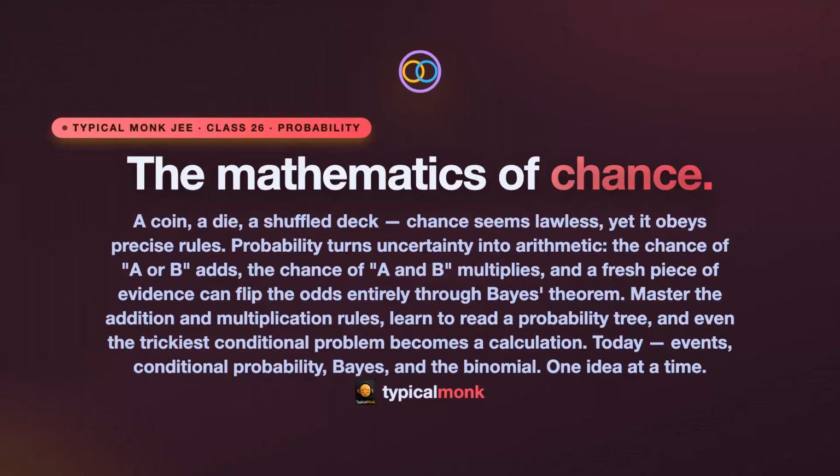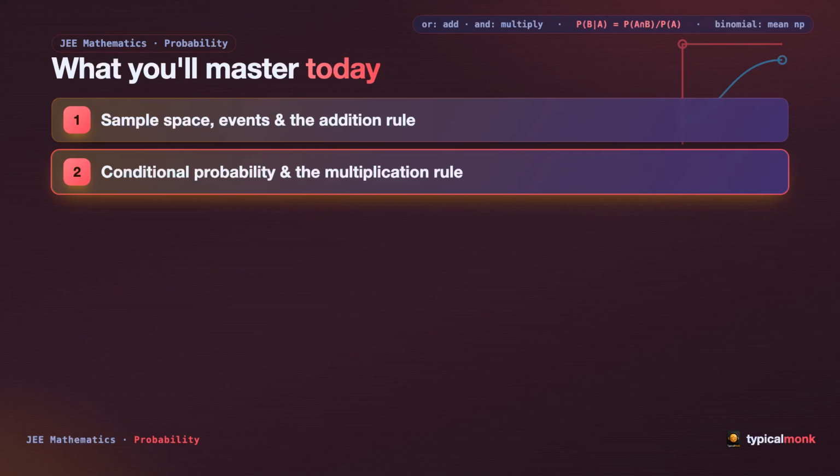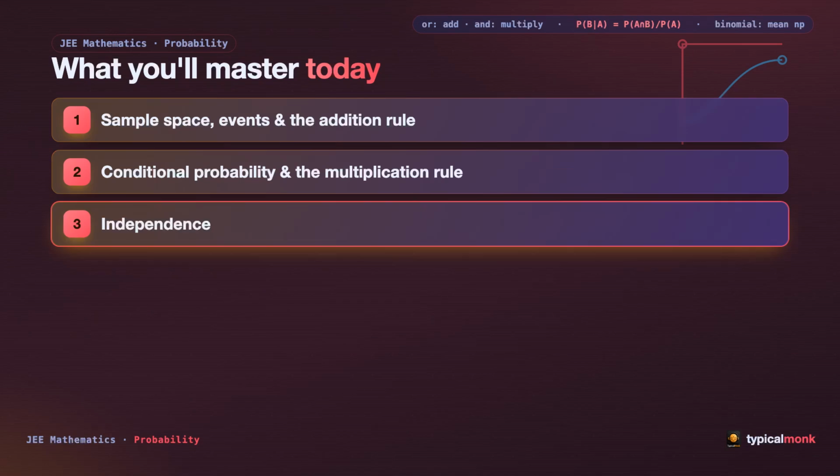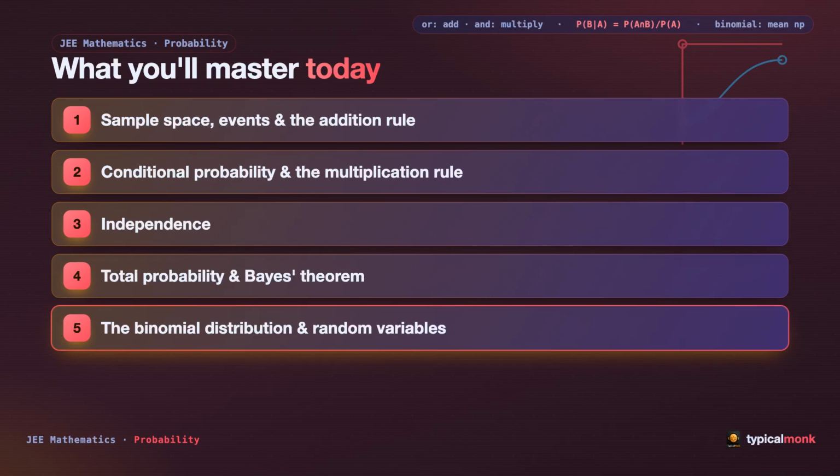Today, events, conditional probability, Bayes, and the binomial. One idea at a time. Here is what you will master today. First, sample space, events, and the addition rule. Second, conditional probability and the multiplication rule. Third, independence. Fourth, total probability and Bayes' theorem. And fifth, the binomial distribution and random variables. One idea at a time.